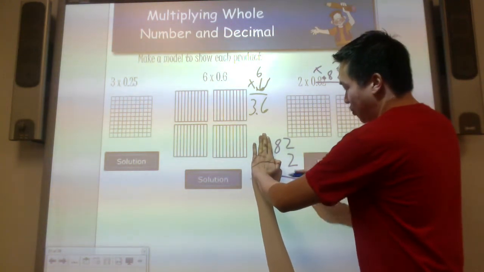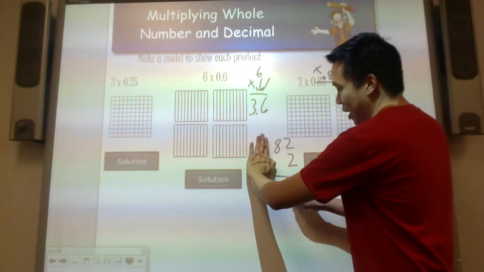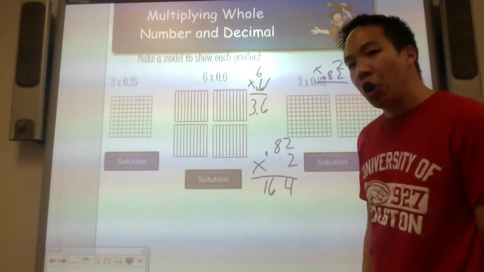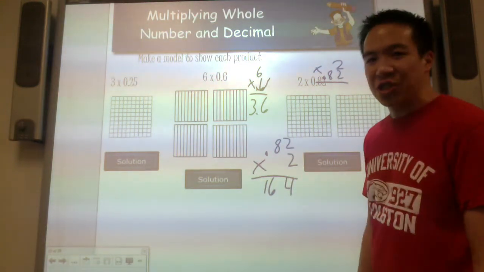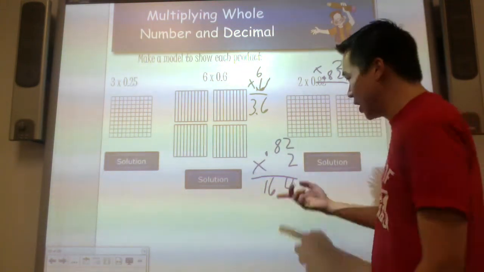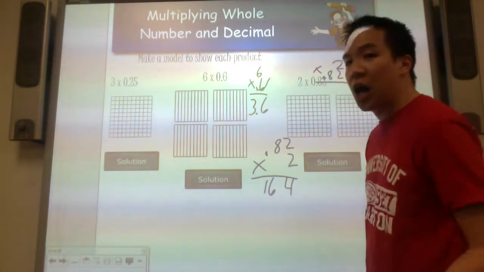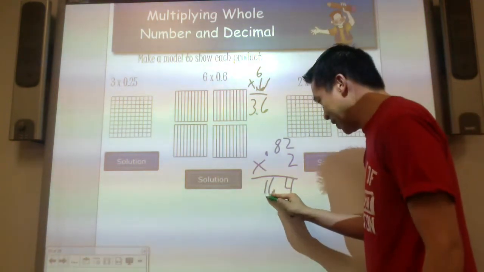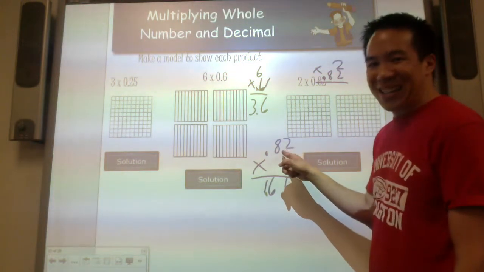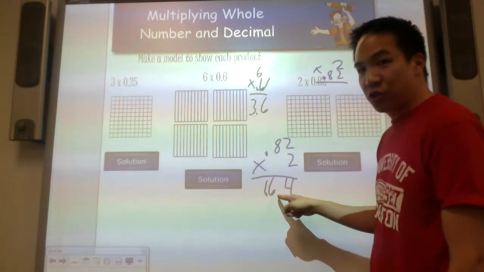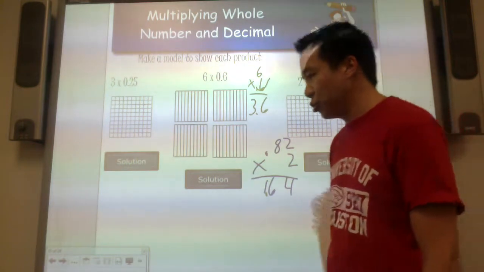2 times 2 is 4. 2 times 8 is 16. So it's 164. Now you go back and figure out where the decimal point goes. What place value is 82 in? In the hundredths place. So your answer needs to be in the hundredths place. 1 and 64 hundredths. Or another way to do it: how many digits are behind the decimal point? 2 digits. In your answer, do you have 2 digits behind the decimal point? I do.